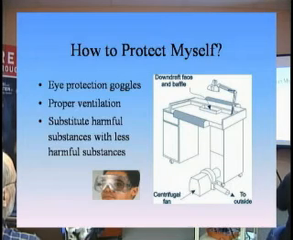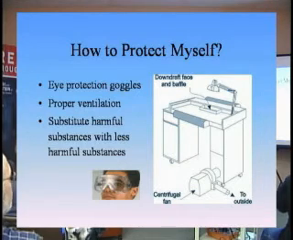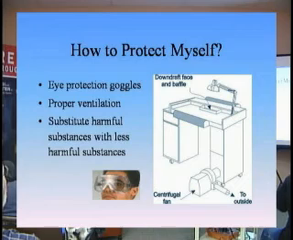This is a diagram of a downdraft table where bad air is moving in here, and it's drawn out to the outside. Also, what you could do is substitute harmful substances with less harmful substances, although it's more difficult in the nail industry because most things contain harmful chemicals.